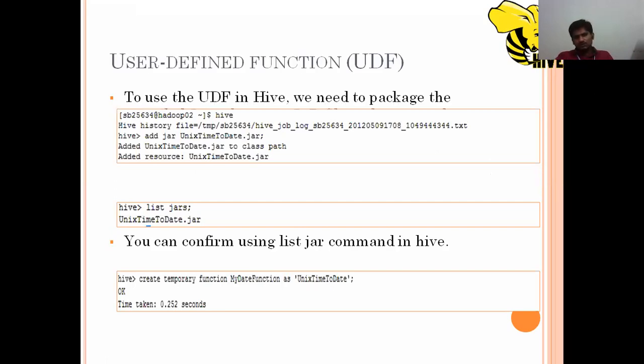So to use a Hive UDF in Hive, we need a package. How are we going to use it? For example, see this. This is the Linux system terminal. If you open it, it will start. Once we start Hive, it shows some history, and we use the Hive add jar command. So I am going to add the Unix time to date jar file. So it is added to the class path as a resource. This is how we execute our files from the command line. Okay, so Hive test it.